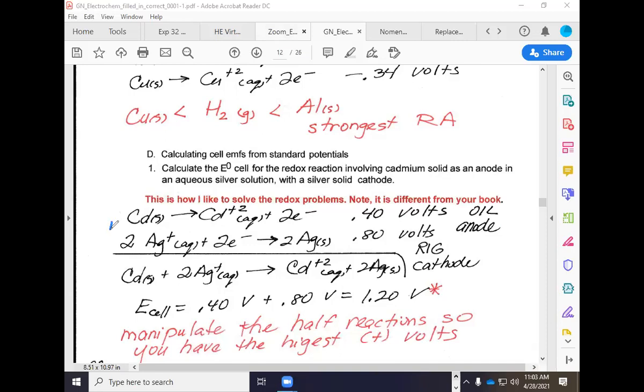I just add up the half reactions and I add up the volts. And this is what you're doing in your worksheet experiment this week. So again, this is how I do it. It's different than your book because this to me makes more sense.